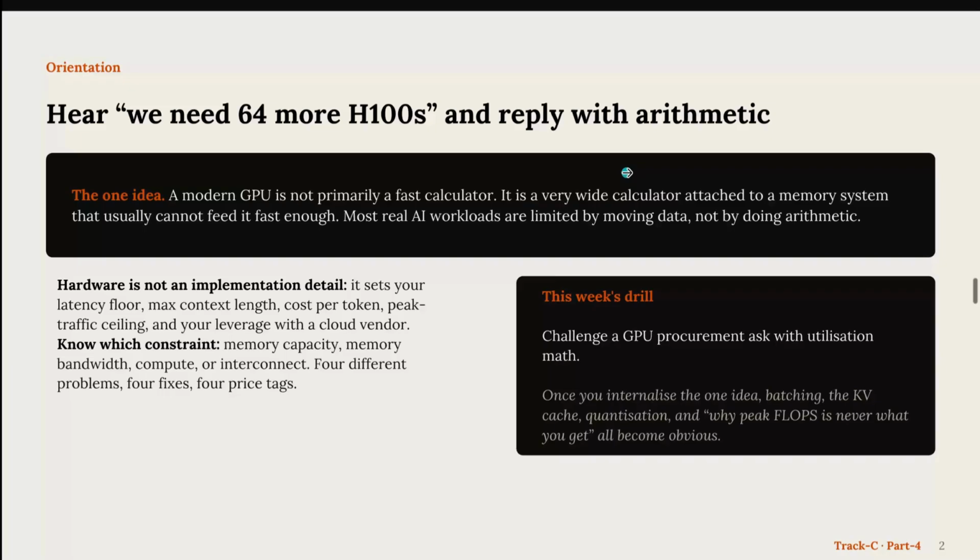And that's why we are saying hardware is not an implementation detail, because it sets your latency floor, your context length, cost per token, or peak traffic ceiling, which is the number of tokens per second, and your leverage with a cloud vendor, how much you are going to negotiate on pricing and everything. There are certain constraints that depend on the type of hardware you choose: memory capacity, memory bandwidth, compute, and interconnect. We are going to look at all of this. The ultimate objective is that you are able to challenge a GPU procurement ask from the procurement team with utilization math.